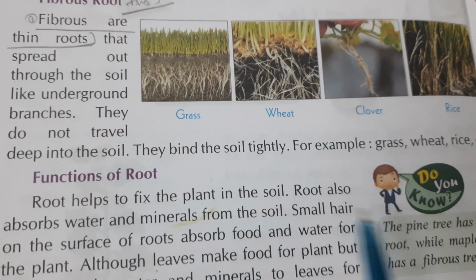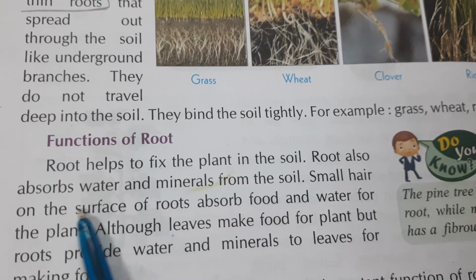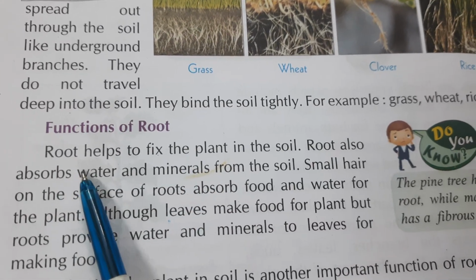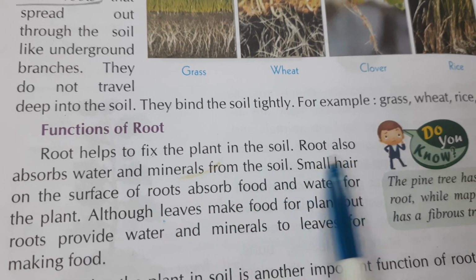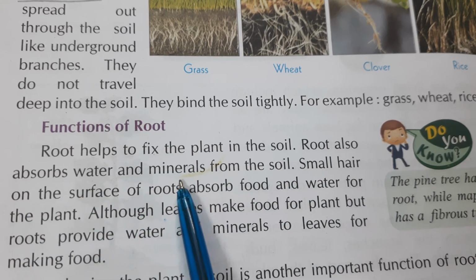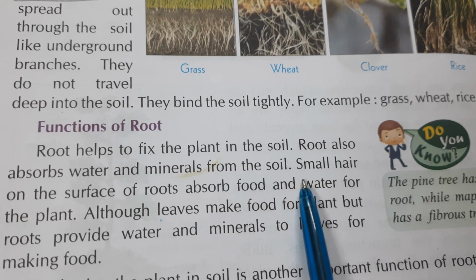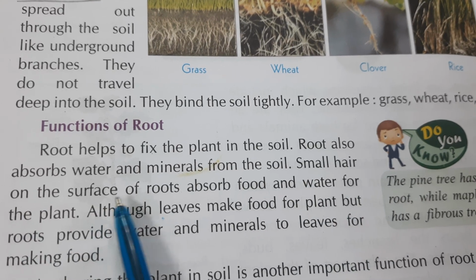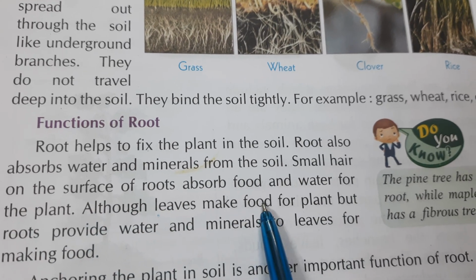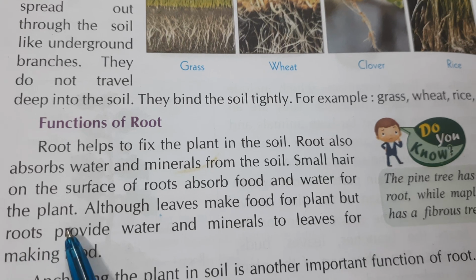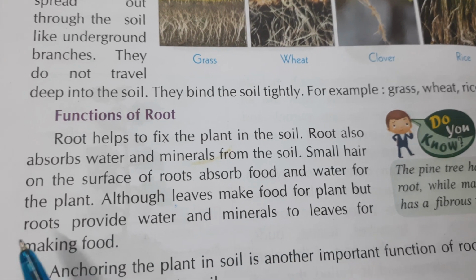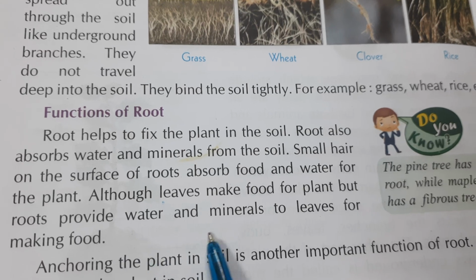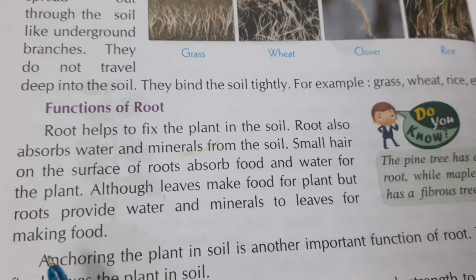Function of root. Now we are going to study about function of root. Root helps to fix the plant in the soil. Root also absorbs water and minerals from the soil. Small hair on the surface of root absorbs food and water for the plant. Although leaves make food for the plant, roots provide water and minerals to leaves for making food.